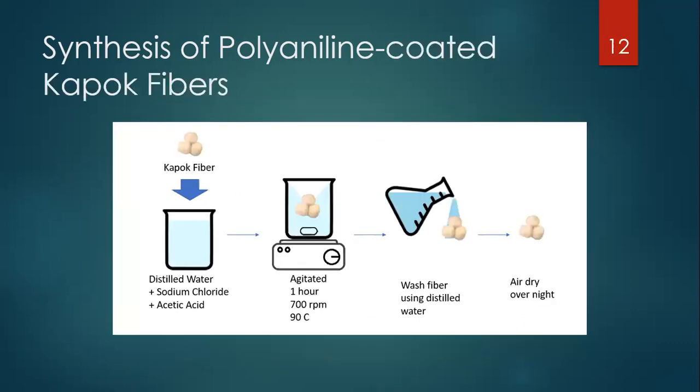For the synthesis of the polyaniline coated kapok fibers, we will start by dipping the kapok fibers into distilled water with sodium chloride and acetic acid. Then it will be agitated for 1 hour at 700 RPM at 90 degrees Celsius. After the agitation, it will be washed using distilled water and dried overnight.